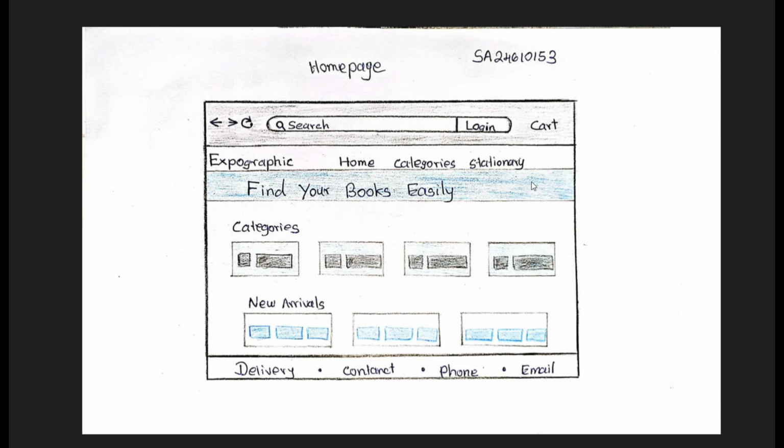Next, I divided the homepage into clear sections such as categories and new arrivals. This reduces clutter and helps users understand the structure of the page more easily. Each section is grouped properly so users can quickly scan and find what they need. I also simplified the navigation bar and placed it consistently below the header. This improves consistency and makes navigation more predictable for users.